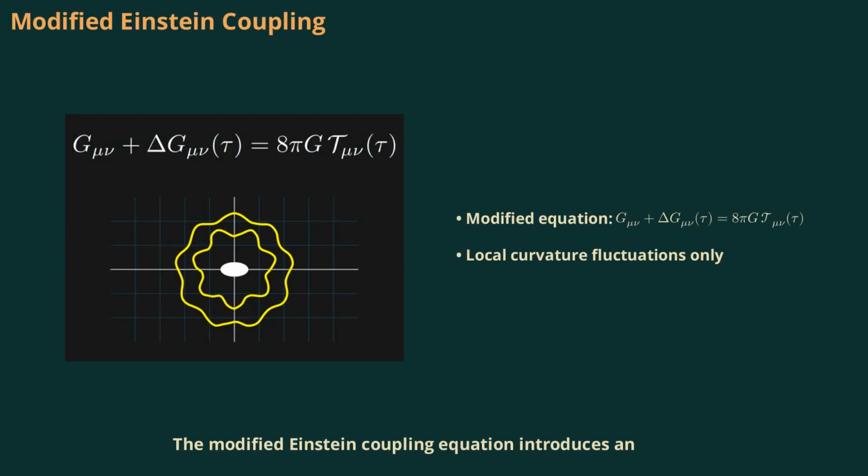The modified Einstein coupling equation introduces an additional term that accounts for temporal modulation. This term allows for localized fluctuations in spacetime curvature directly linked to the dynamic behavior of the vacuum stress tensor. Importantly, these fluctuations do not result in global spacetime distortion, preserving the overall structure of the universe while enabling advanced propulsion effects at a local scale.